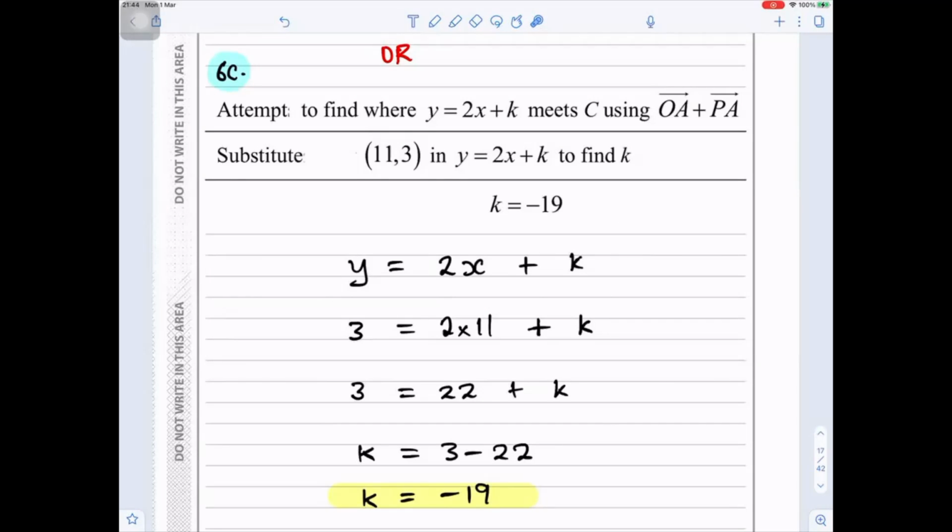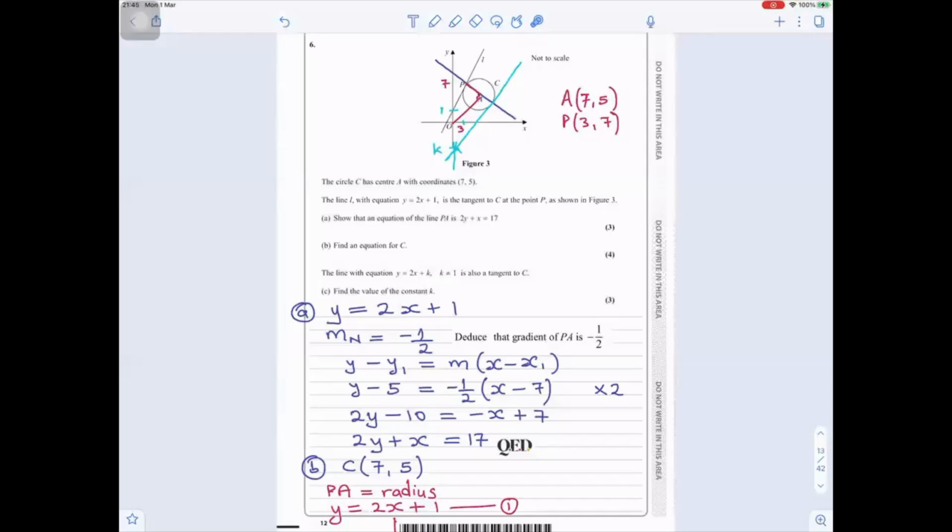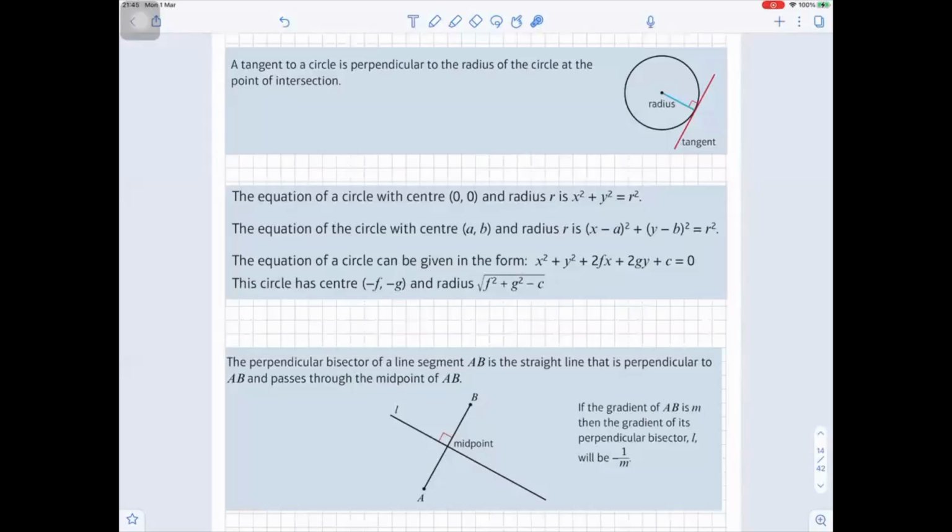Or you can attempt to find where y equals 2x plus k meets C using OA equals OP plus PA. So substitute 11, 3 in y equals 2x plus k to find k. That means you substitute 3 for y and 11 for x, and you solve it, you will get k to be minus 19. I think this is quicker and easier. So that's question 6a. And these are the formulae and ideas that we use for it.